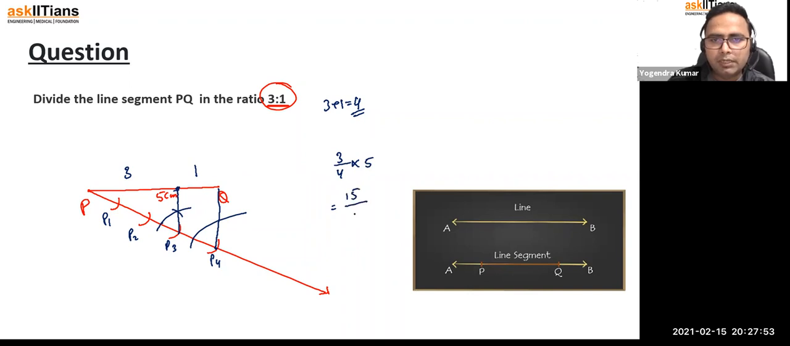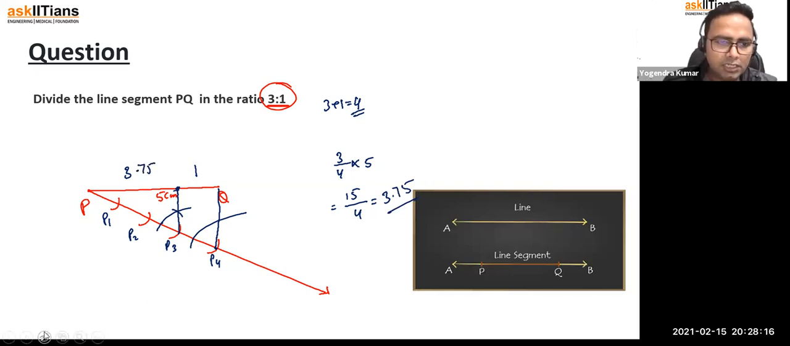15 divided by 4, which will be how much? You can understand 7.5, and then divided by this 4 here. So 4 3s are 12, and then how much? 4 7s are 28, and 4 5s are 20, like this we get 3.75.